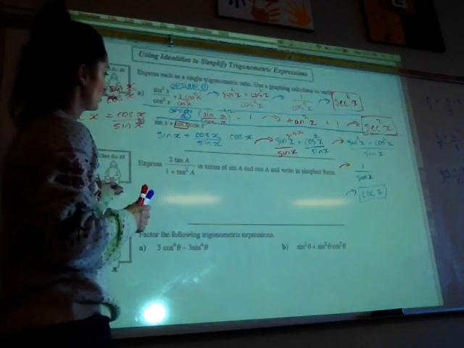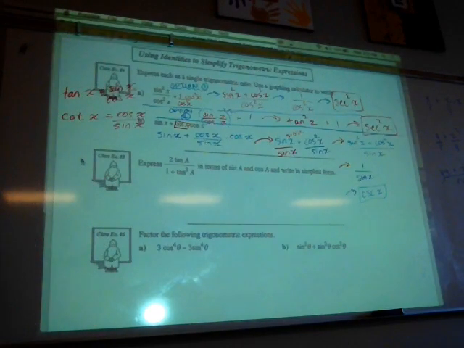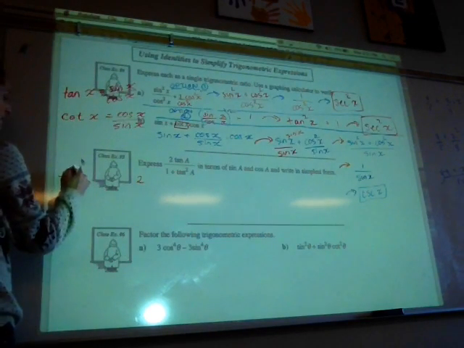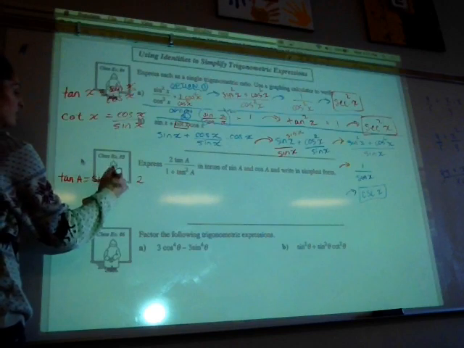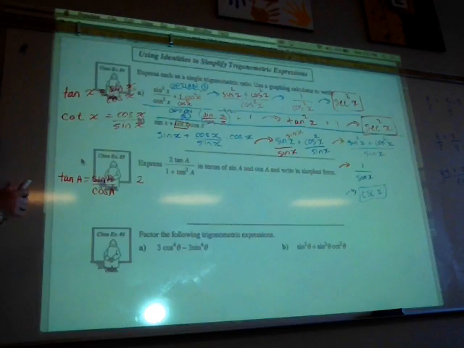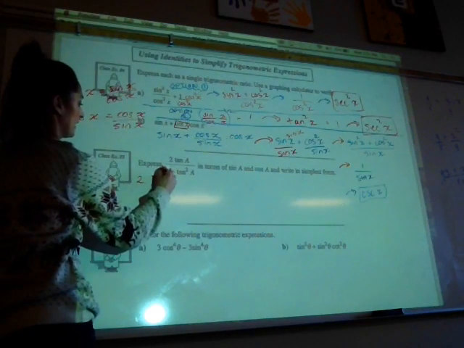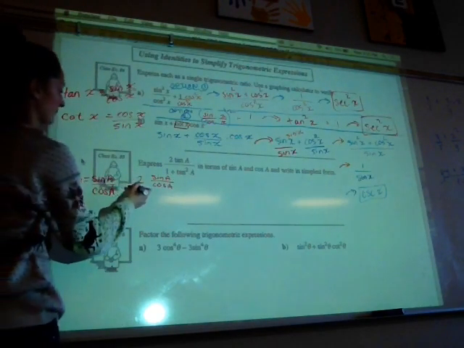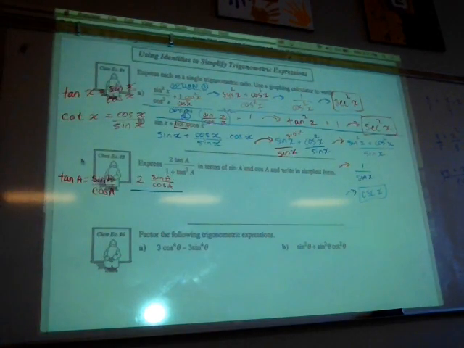So next one, express 2 tan A divided by 1 plus tan A squared in terms of sine and cosine. Then we have to write that in simplest form. So tan, I've written this out a few times. We know that we can write it in terms of sine A over cosine A. So that's the identity we're going to apply first. So we have 2 sine A over cosine A, and that's in our numerator. In our denominator, we have 1 plus tan A squared.